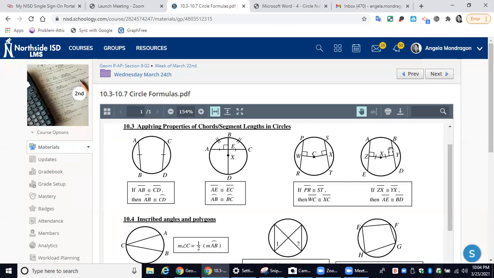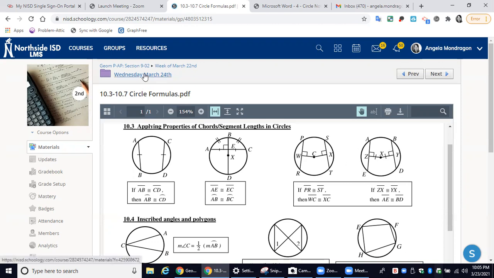Next, you have these two lovely pictures. Basically, if you have two chords that are congruent, like PR and ST, then they will be the same distance from the center of the circle. And conversely, if you have two chords that are the same distance from the center of the circle, then those chords are congruent.